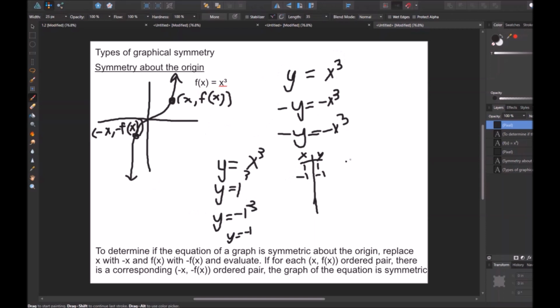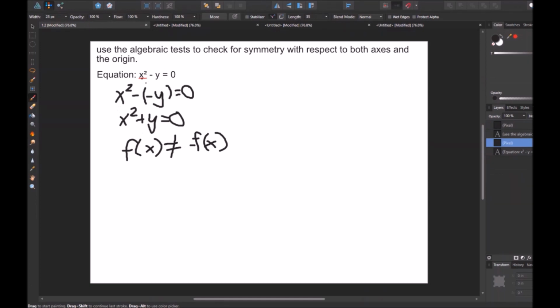This differs from something like y equals x squared, because if we plug in negative 1 for x, we would get y equals 1, because negative 1 squared is 1. So for every x and y, there's an equivalent negative x and negative y. So back to the original problem here, if we're checking if it has symmetry about the y-axis, remember we have to plug in negative x wherever we see x.